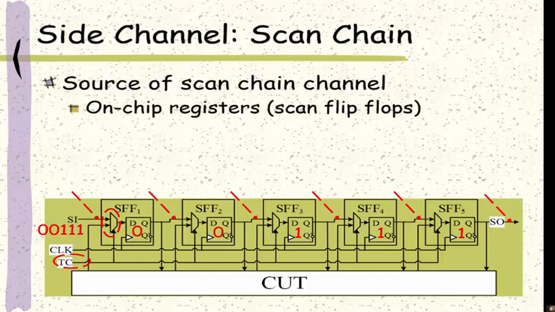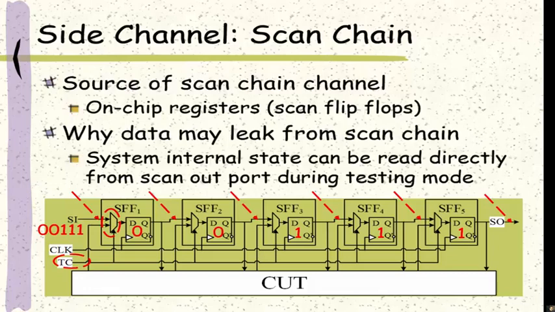However, these scan flip-flops can be turned into a side channel that will leak the system state information directly from the scan-out signals when the attacker sets the TC value to 1 for the testing mode.